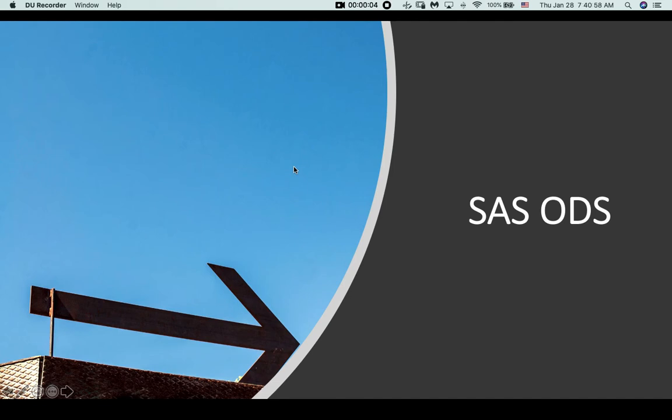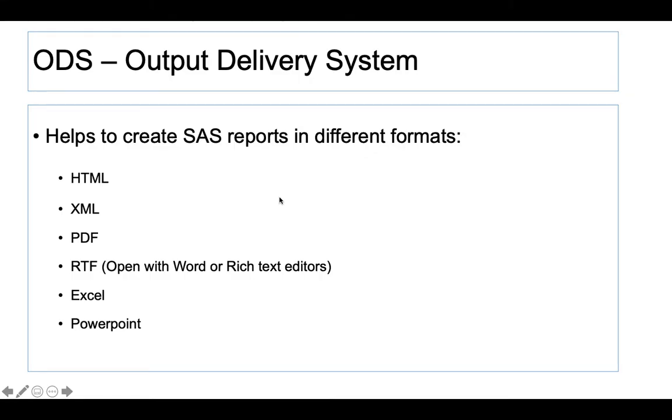Hello everyone. In this video, I'm going to give you an introduction to SAS ODS. SAS ODS is the Output Delivery System. So when you produce SAS reports, for example, using SAS PROC FREQ or PROC REPORT, and you want to output the data in a certain format, by default it goes to the HTML interface.